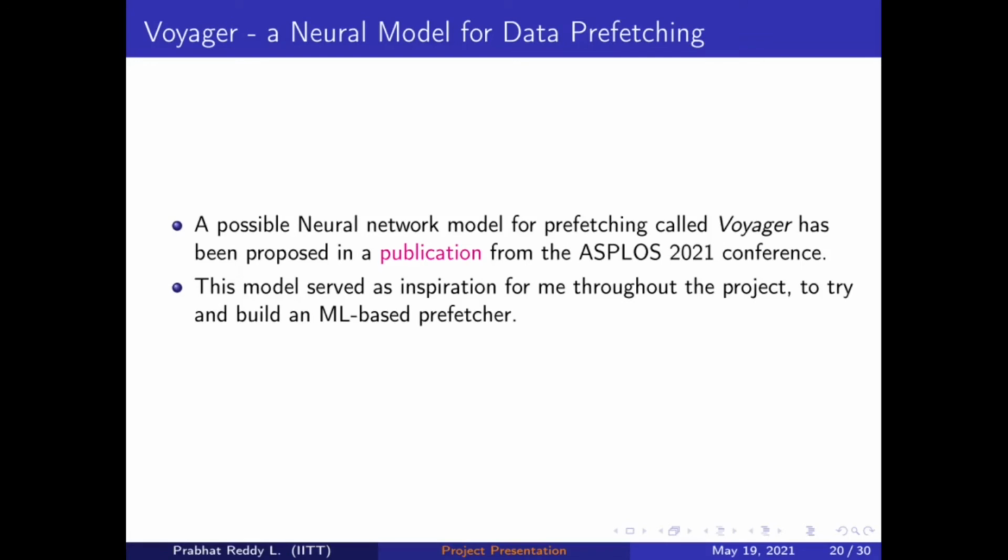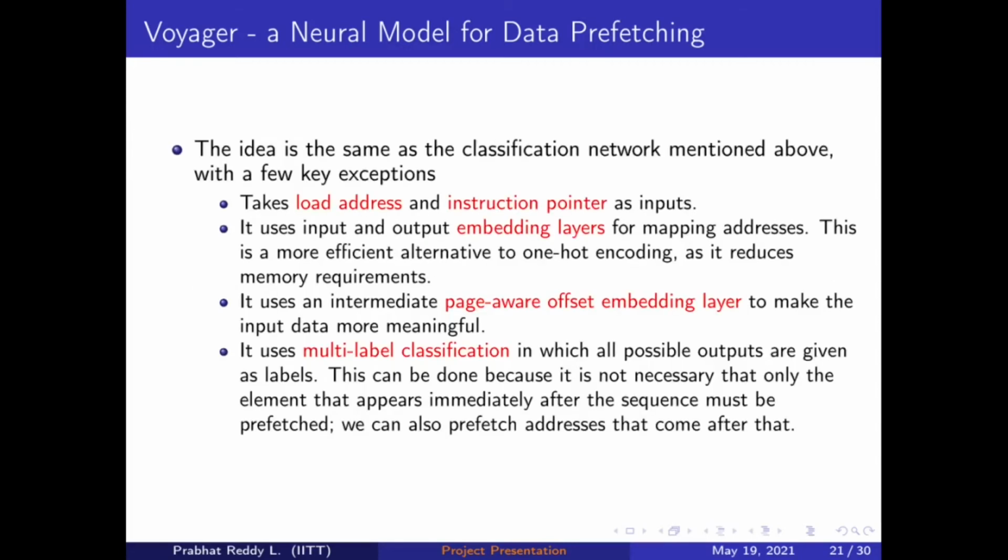Now we'll take a look at Voyager, which is a model that has been proposed in a publication from the ASPLOS 21 conference. This served as an inspiration for me throughout the project. It was a model that has been proposed specifically for prefetching. The idea in this model is more or less the same as the classification network mentioned above, with a lot of key exceptions. Firstly, it takes into account both the load address and the instruction pointer.